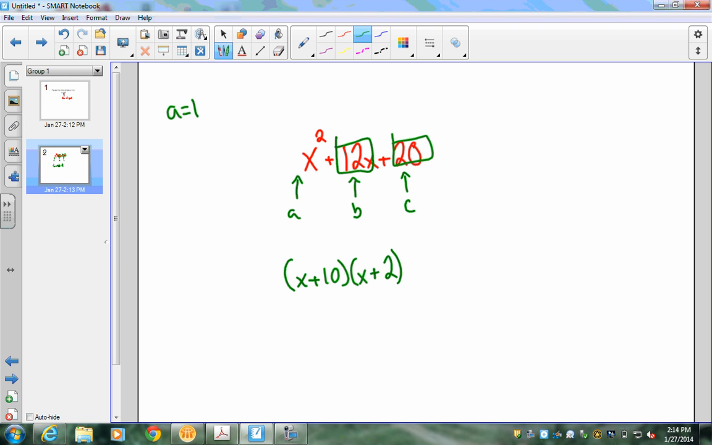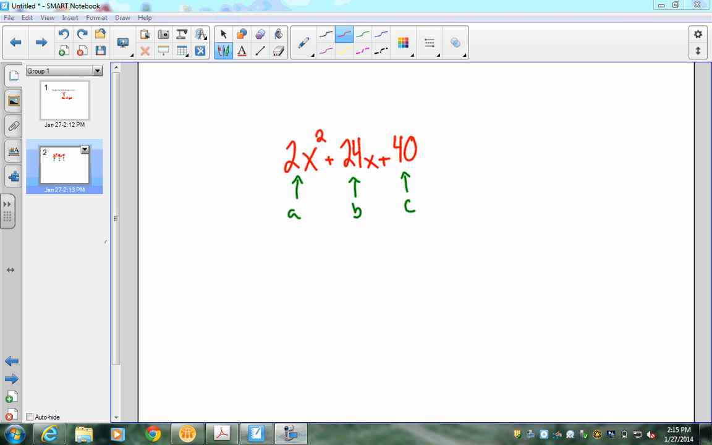But let's say the problem was changed to this: 2x squared plus 24x plus 40. Now in this case, a is now equal to 2. Well, that changes things up. Now, the thing that you need to look at is your numbers. We have a 2, we have a 24, and then we have a 40, okay?